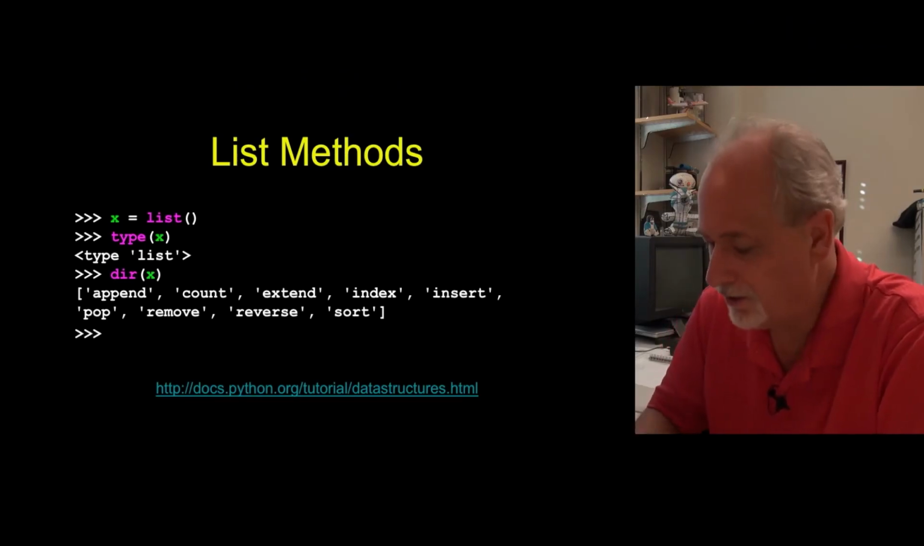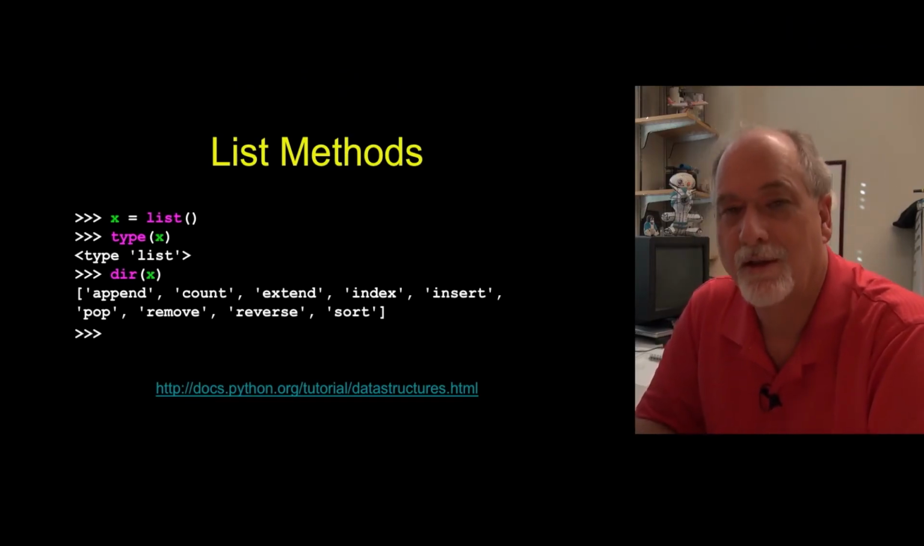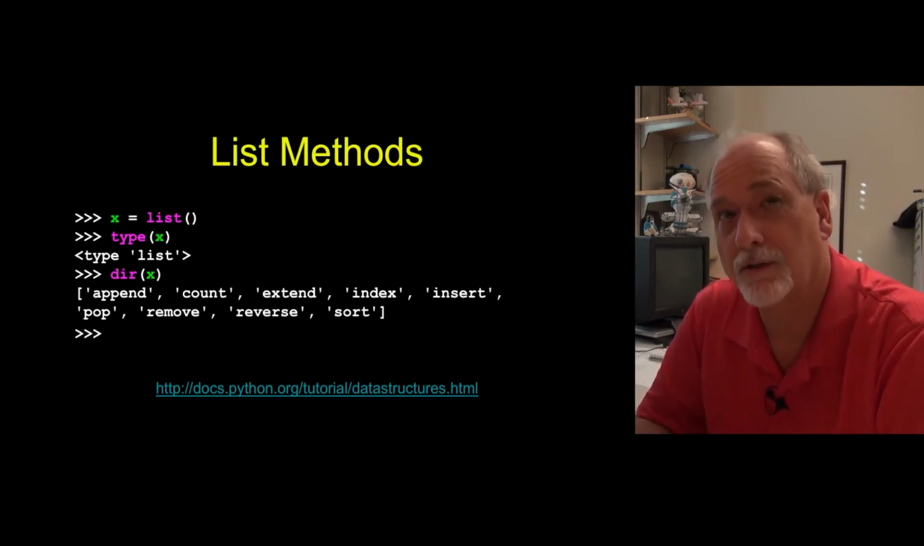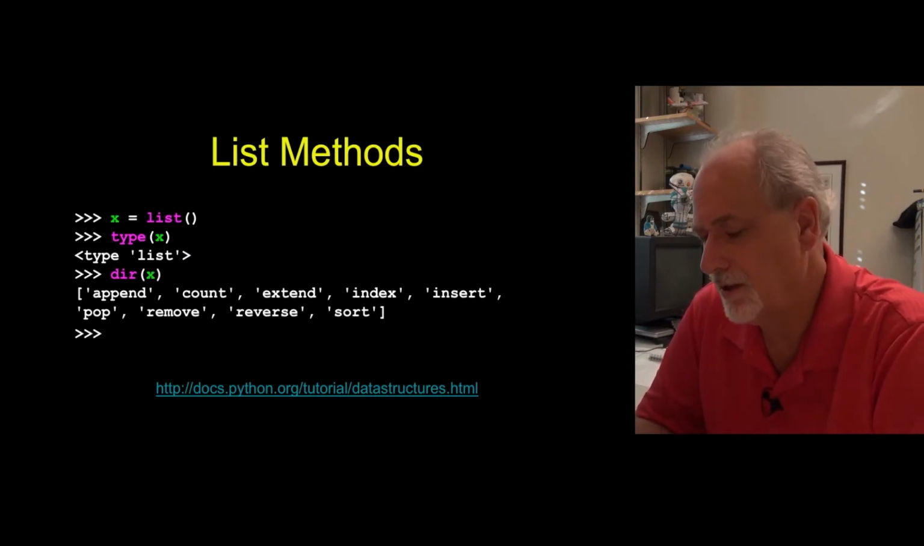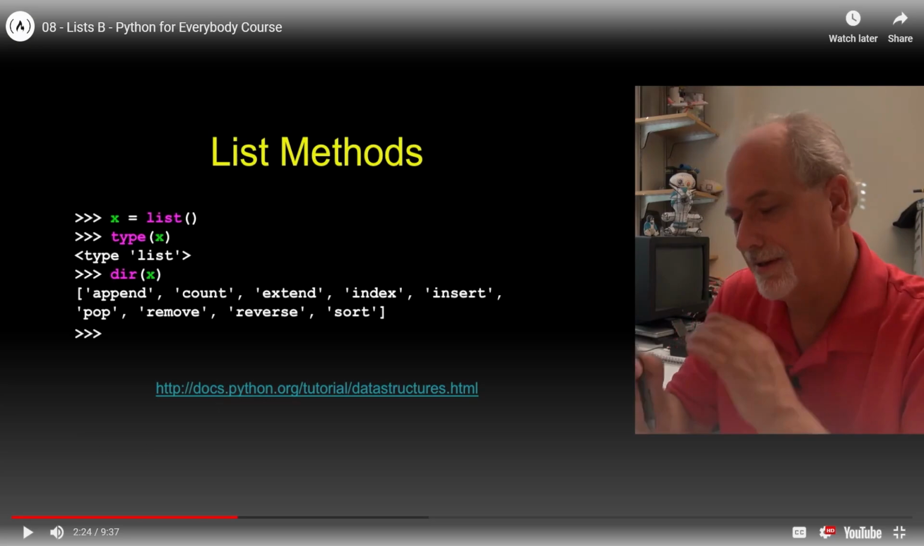Different methods, and you can look up all the documentation in list. I often just use the dir command to remind myself of them. Append we'll look at. Count looks for certain values in the list. Extend adds things to the end of the list. Index looks things up in the list. Insert.